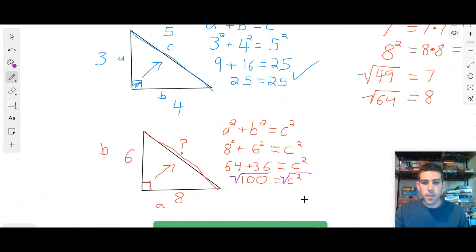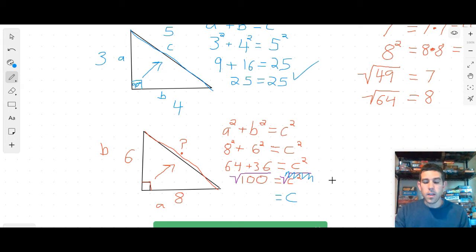What that leaves me with is a little cancellation on the right side. The C squared and the square root symbol are going to cross out. They cancel each other out, leaving only a C. And on the left side, I get the square root of 100. What number times itself makes 100? That would be 10 times 10.